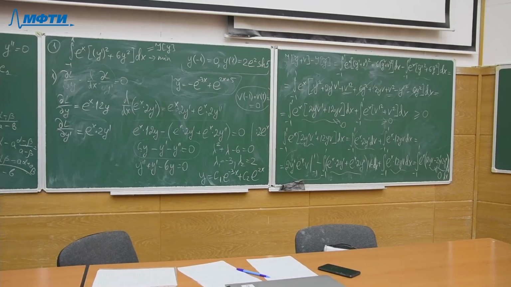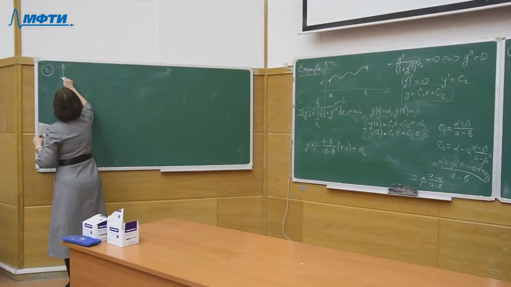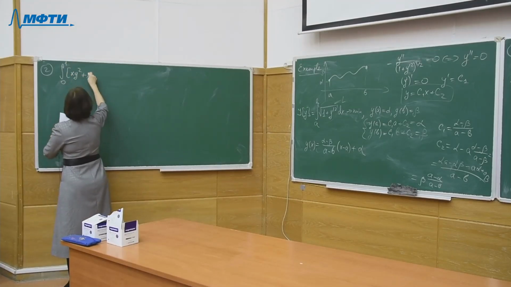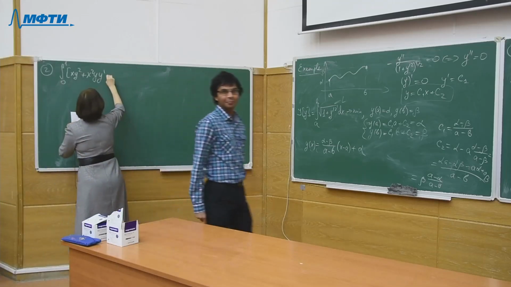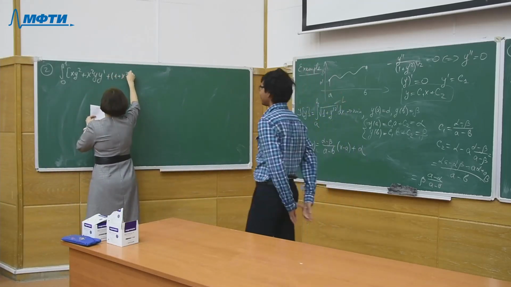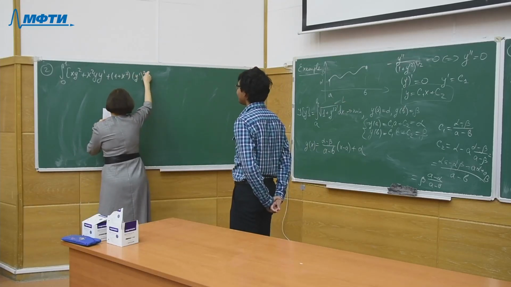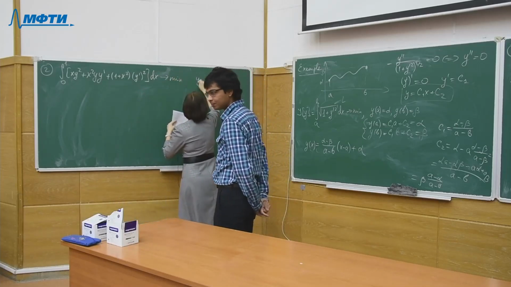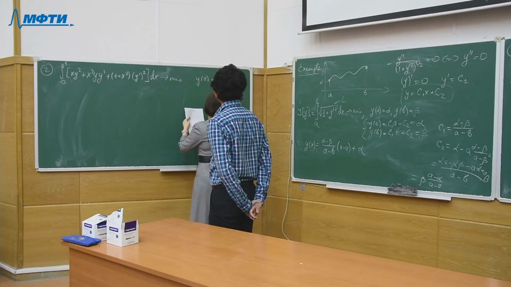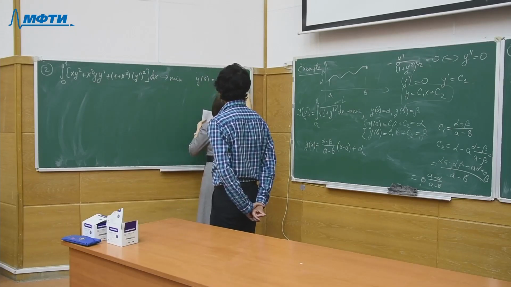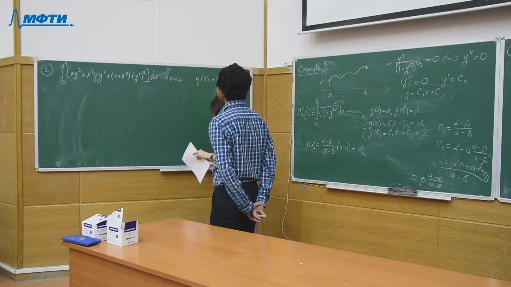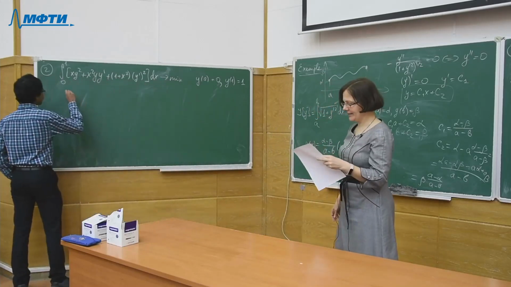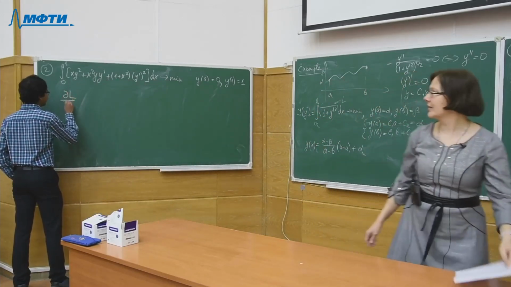Task number 2. The integral from 0 to 1 of x y squared plus x squared y prime plus 1 plus x squared y prime squared dx. We must minimize this, and the boundary conditions are the following. Well, the first step is to write the Euler-Lagrange equations.